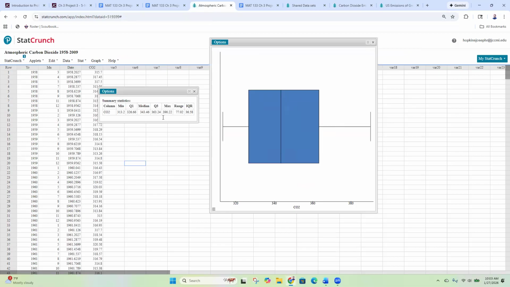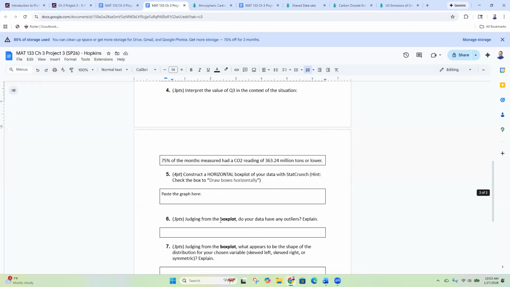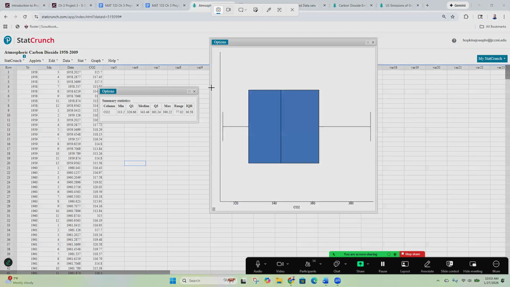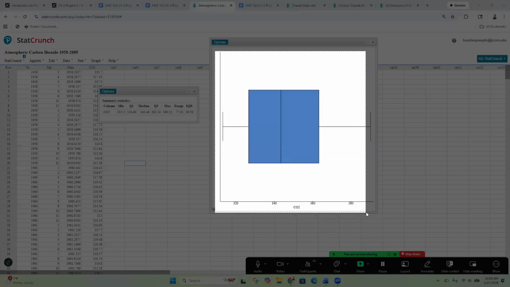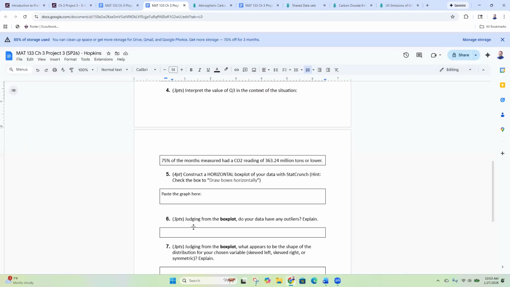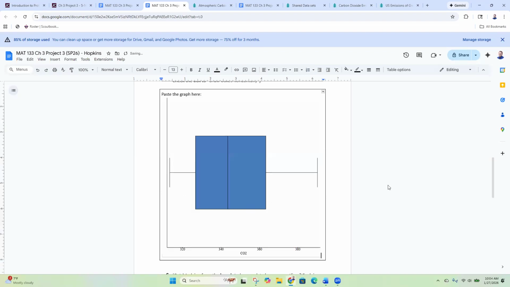Okay, so anyway, let's go back to our project and actually do things. Construct a horizontal box plot. We did that. And paste the graph here. So let's go get our snipping tool and copy this here. Grab that, and we'll paste it in here.